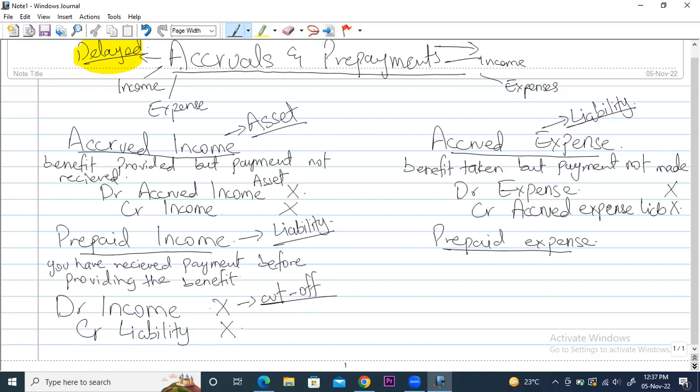The benefit that I actually have to provide from January, I will be recording in 2023, not now. So this is the double entry that we post in prepaid income. Okay, clear till here?